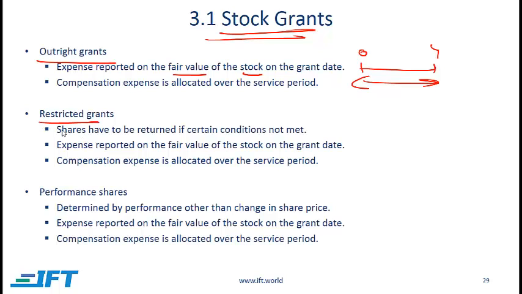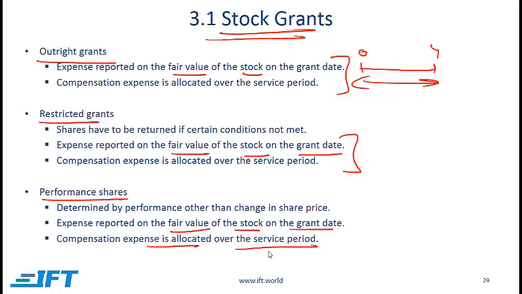Another category is restricted grants. Here, shares have to be returned if certain conditions are not met. The expense should be reported on the fair value of the stock on grant date, and the compensation expense is allocated over the service period. So these 2 points are common. Performance shares. Here the compensation is determined by some performance measure other than share price. And as before, the expense is reported on the fair value of the stock on grant date, and compensation expense is allocated over the service period.